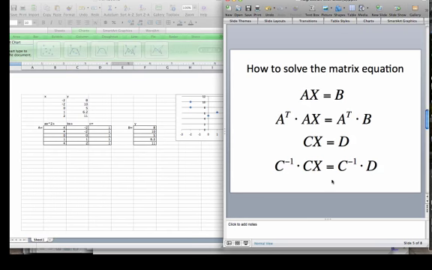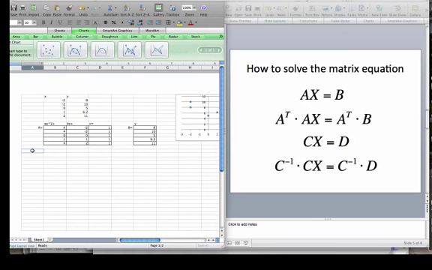the equation. When I multiply C inverse times C, of course I get the identity matrix, and the identity times X is just X, so on the left side of the equation I have X, and on the right side I have my answer. So let's go ahead and find A transpose.